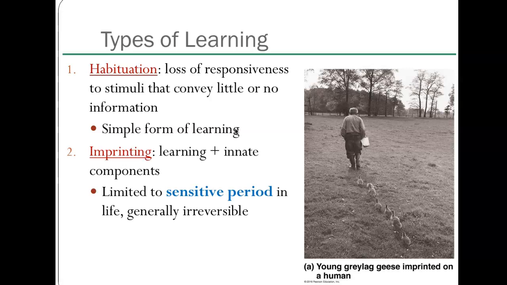Imprinting is a type of learned behavior where a baby goose or baby geese are going to look up, and the first thing that they see moving away from them, they are going to start following, and that's going to be their mother.